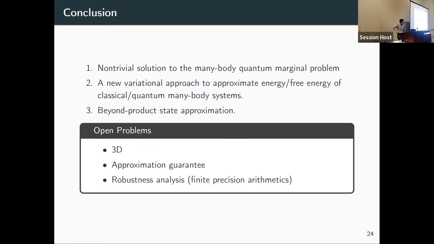Okay, so the conclusion is that we have a non-trivial solution to the many-body quantum marginal problem, which is applicable to 2D systems, which directly leads to a new variational approach to approximate energy or free energy of these quantum many-body systems. And an interesting problem would be to understand whether you can extend this to a larger class of systems, approximation guarantee, and also the robustness analysis.